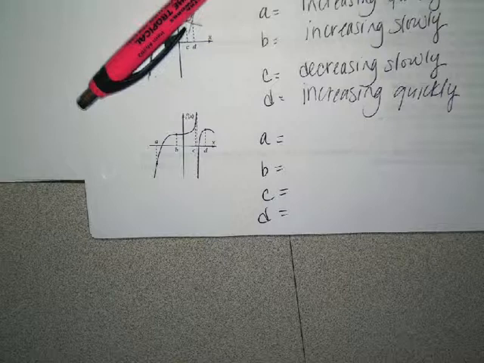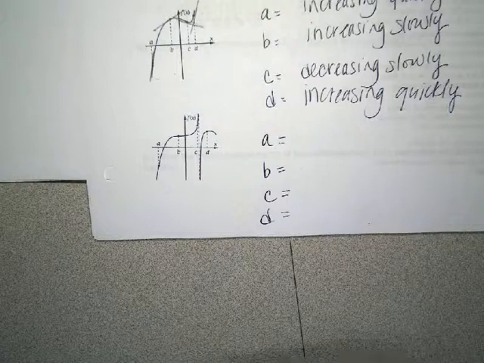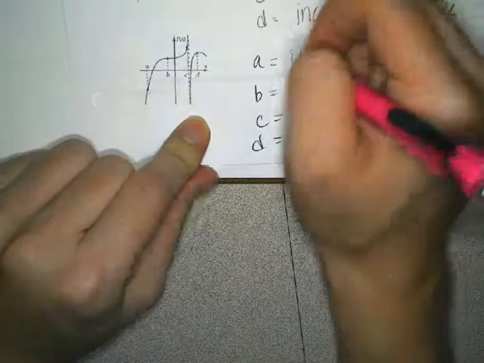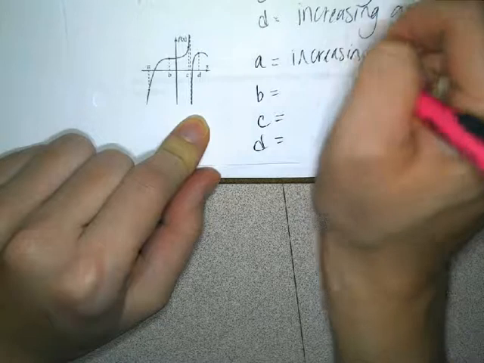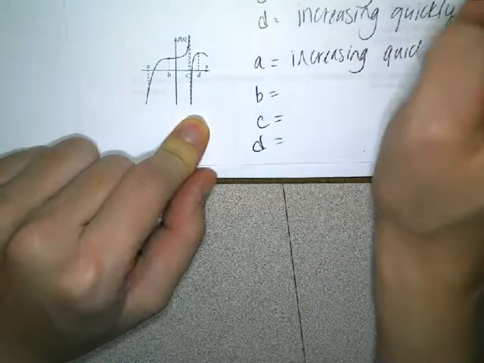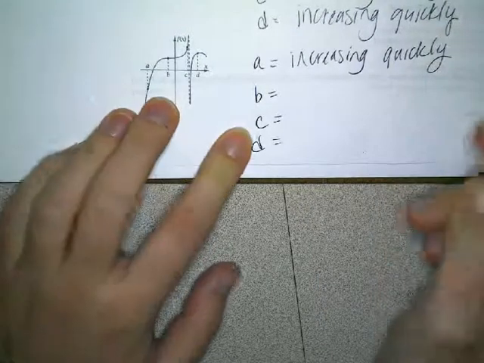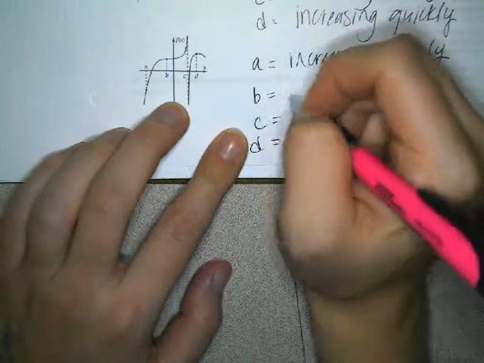All right. Selena, give me A. Increasing quickly. Good. Increasing quickly. Sierra, B. Increasing slowly. Okay, this is a tricky one.